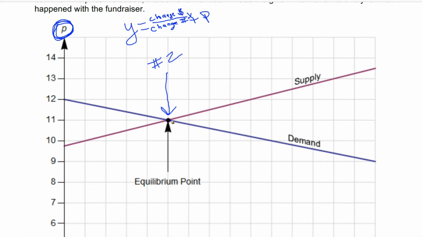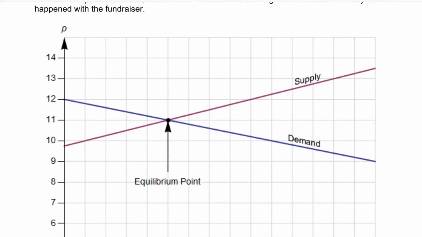Well, what do we notice about this point right here? We see that both supply and demand are the same. At that one point, those two equations come together. To figure out where they're the same, you've got two equations. Y equals mx plus b for the supply, and y equals mx plus b for demand.